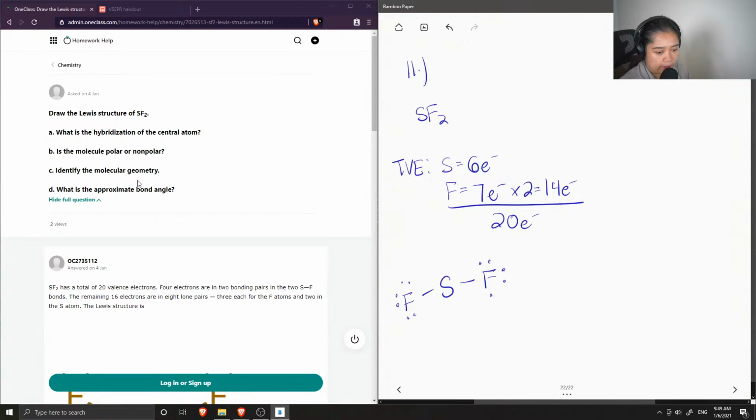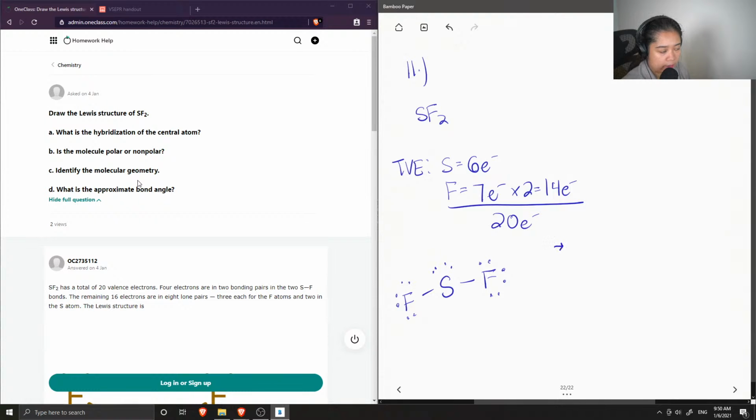And we'll draw in all the lone pairs. So far, I've drawn 16 electrons if each bond contains 2 bonding electrons. And sulfur doesn't have a full octet yet, so I need to draw the last 4 on sulfur. So this is the Lewis structure.